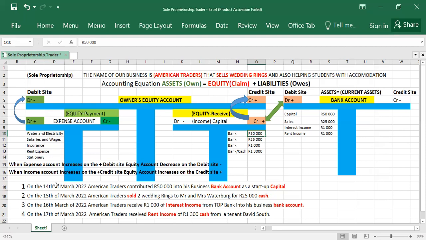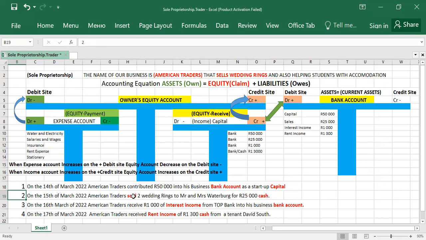Now let us go and read the second question. The second question says, on the 15th of March 2022, American Traders sold 2 wedding rings to Mr. and Miss Hotterberg for 25,000 cash. Which two accounts are we going to be analyzing or narrating from this question?